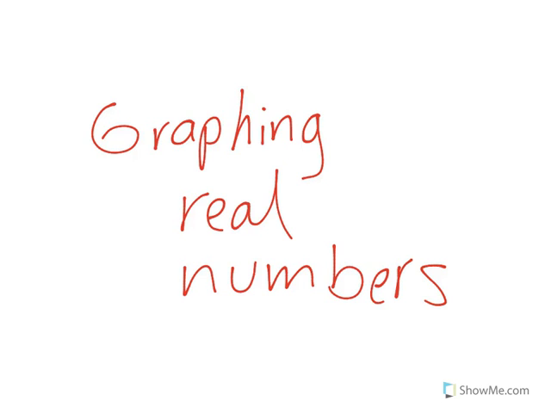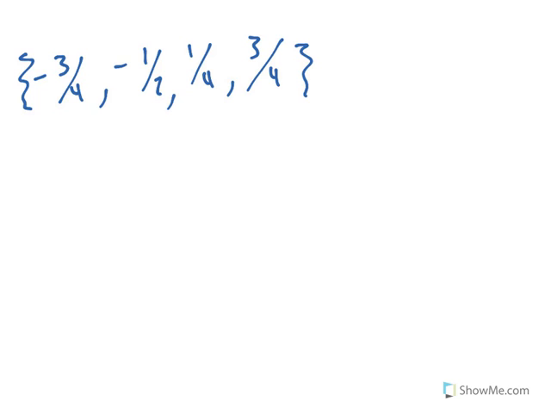The previous video had kind of an introduction to graphing real numbers. I told you a little bit about it, but now we will do some examples and see how this works. So our first example is to graph this set of numbers: -3/4, -1/2, 1/4, and 3/4.